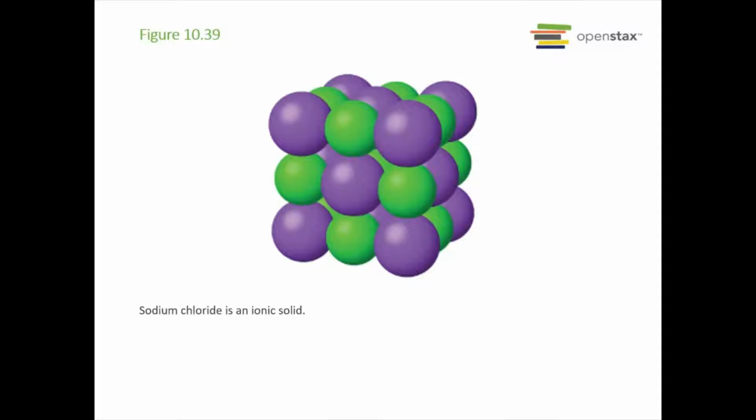Here's an example of what sodium chloride could look like if you could look at it on the atomic level. You've got these alternating sodium and chloride ions. The anions tend to be bigger and the cations are smaller, so you can see them alternating and attracted to each other.